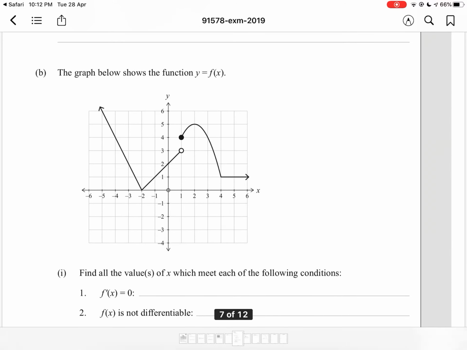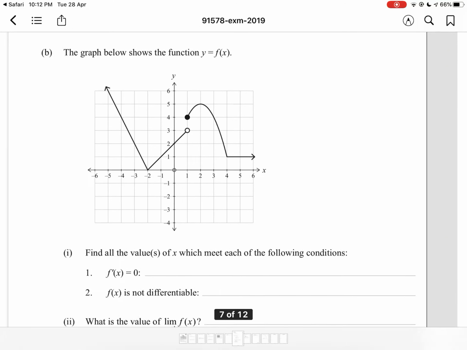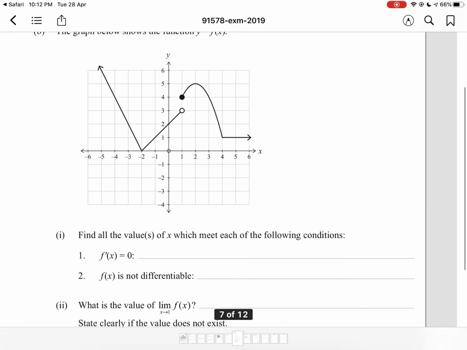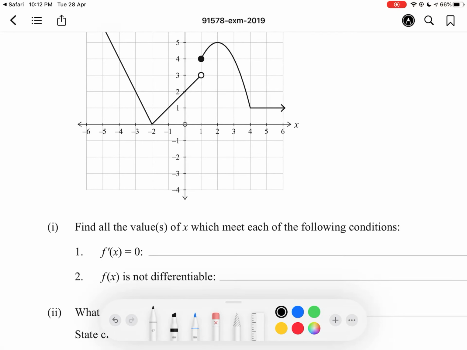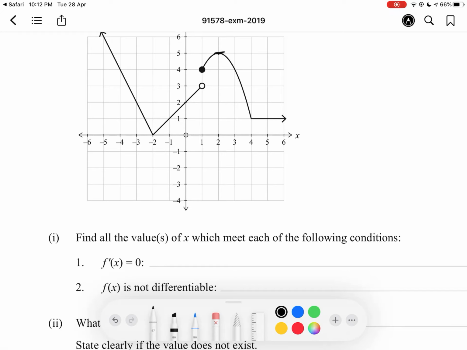Okay, so the graph below shows the function y equals f of x. Find all the values of x which meet the following conditions. The gradient function is 0, so the rate of change is 0. f of x is not differentiable. Okay, so f dash of x is 0, so that's when there is a stationary point. So that's here and here. So you can write that f dash of x equals 0 when x equals 2, and this is continuous. It keeps going forever. So you can say x greater than 4. Okay, it's not equal to 4.